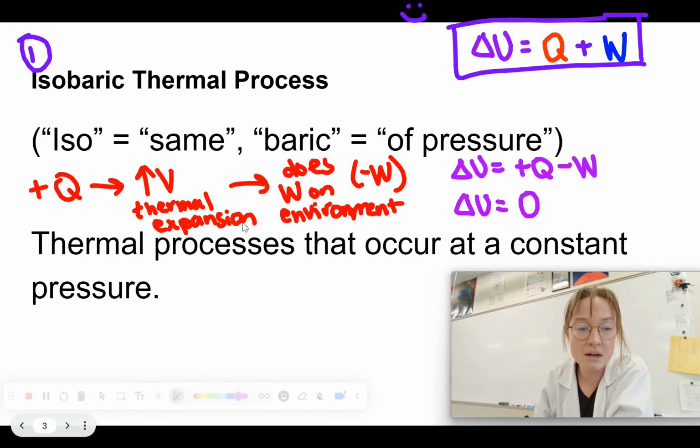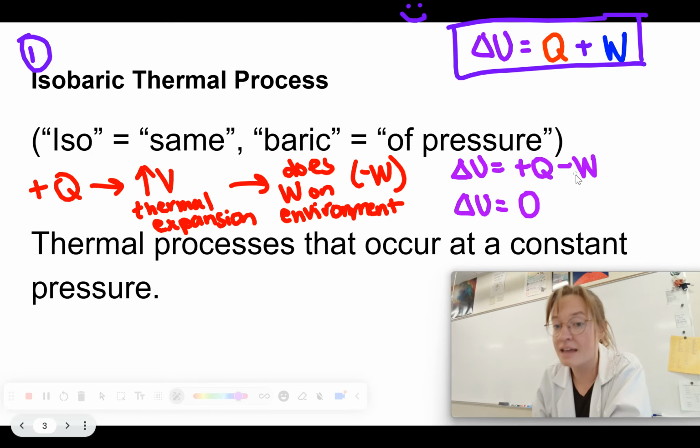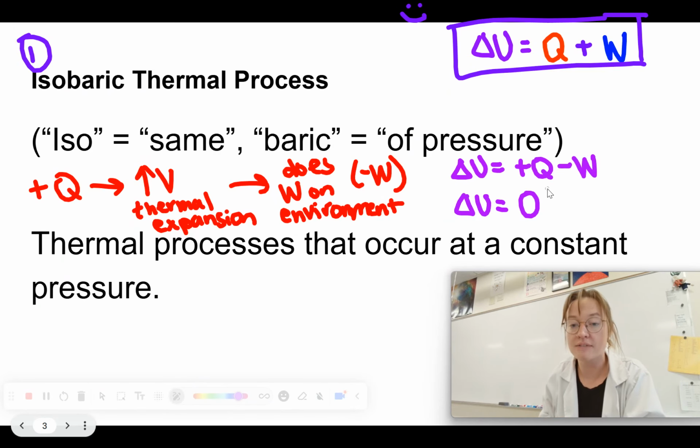So this is a thermal process that occurs at a constant pressure. You put heat in, the gas spits it back out again into the world as work, and the total internal energy of the gas stays the same.